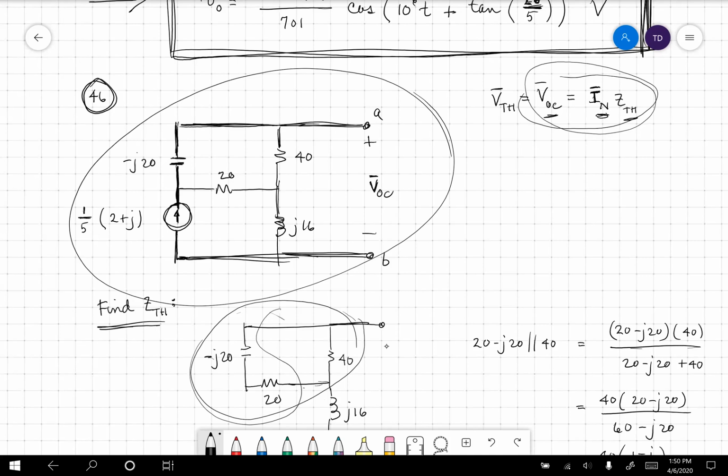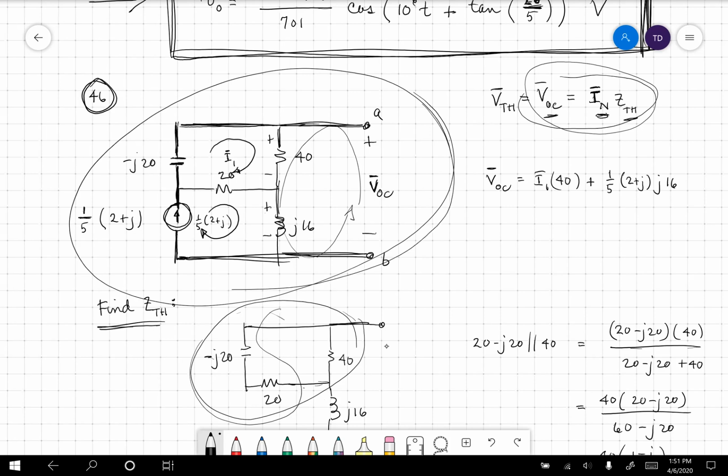So if we analyze that circuit, I think the best way to do that is probably to use mesh analysis. We know what that current is. It's 1/5 times 2 plus j. Call that I1. And then VOC is going to be equal to I1 times 40 plus 1/5, 2 plus j times j16. Okay, that's this voltage plus that voltage. That's VOC. You can see that in that loop. That's VOC.